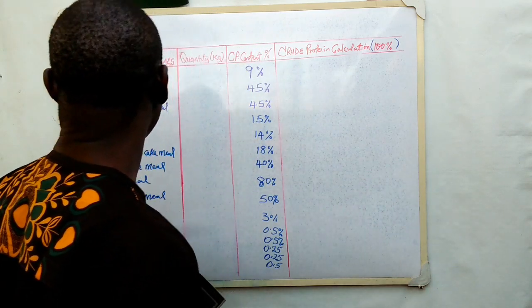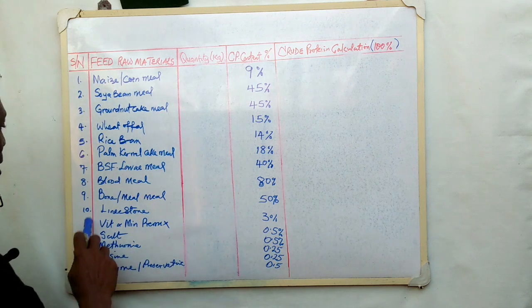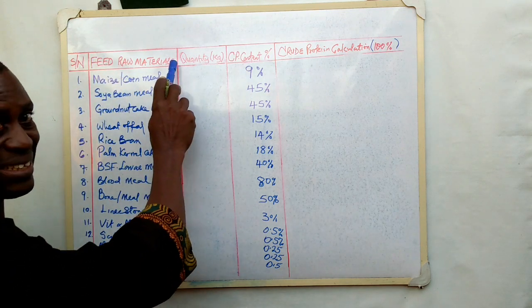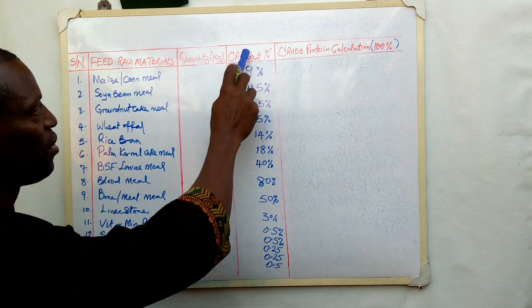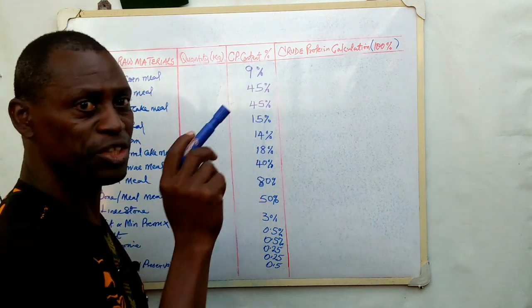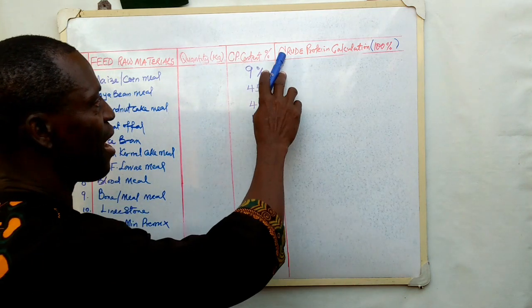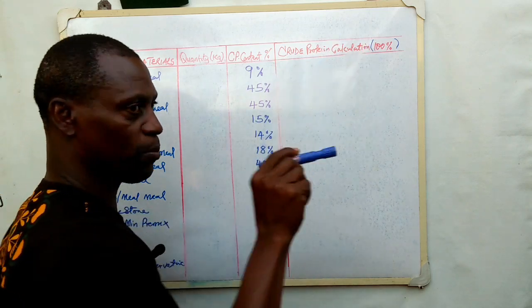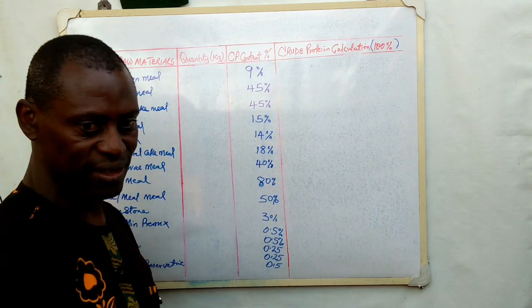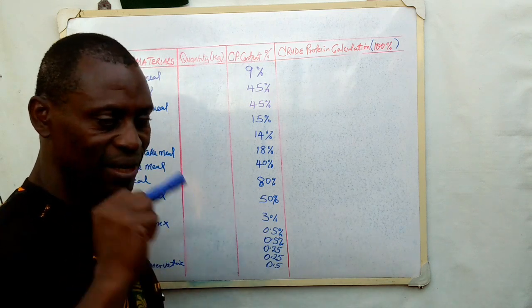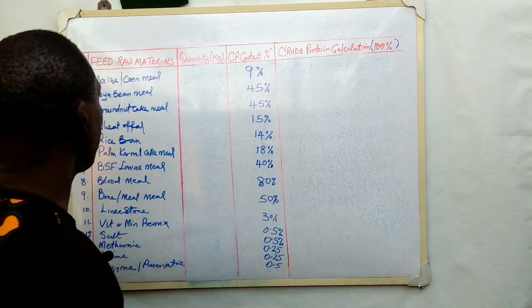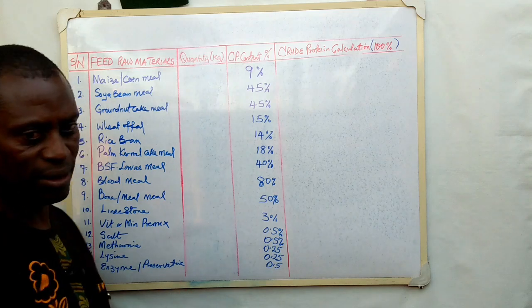Here we have serial number, we have feed raw materials, we have quantity of the feed, we have the crude protein of each of those feed raw materials, and we have the crude protein calculation per each of the feed. This is broiler starter feed. Let's get there. Right now we have cornmeal.